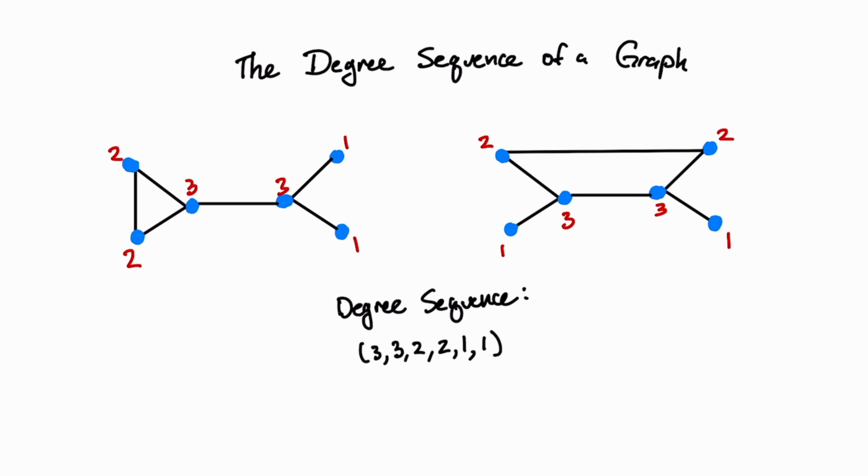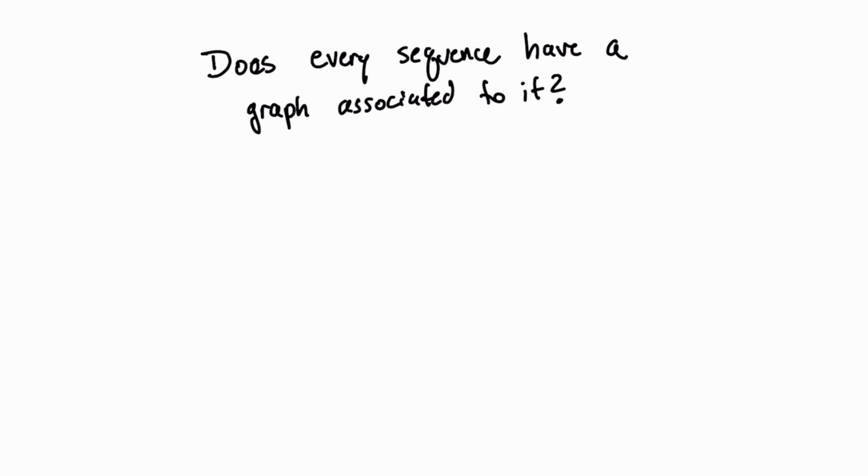So graphs have a unique degree sequence if you ignore how the degrees are ordered, but not every degree sequence is associated to a unique graph. One question you could ask is, does every sequence have a graph associated to it? So if I give you any sequence of integers, could you find a graph for which that sequence is the degree sequence? Well, if you think about it, you can pretty quickly answer no.